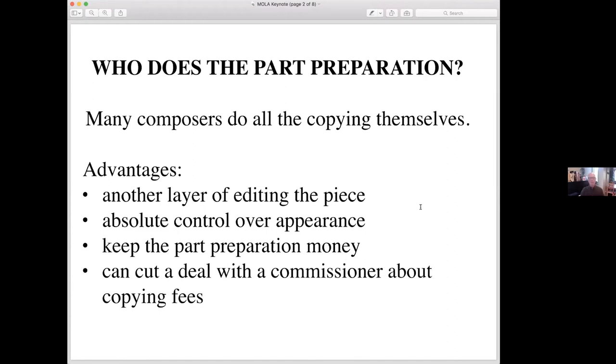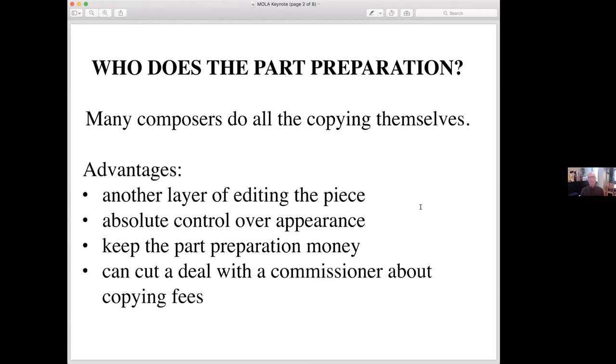I have absolute control over the appearance of the scores and the parts. Purely realistically, I get to keep whatever money there is for the part preparation. As I mentioned, a grant would cover the delivery of a performance-ready score. The parts are separate. Most of us, if we're freelancers like I am, are going from commission to commission. Hopefully there's a string of commissions. And having the part preparation money also available is just helpful when you're a freelance composer.